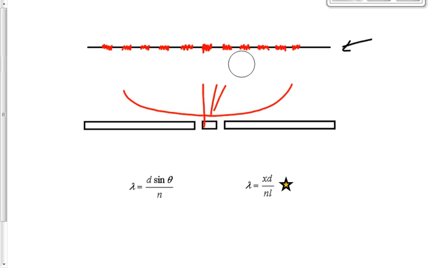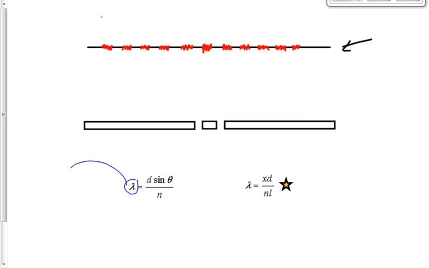Now, we analyzed this interference pattern that we see on the screen using two equations that we learned yesterday. Lambda is equal to d sine theta over n, and lambda is equal to xd over n times L. There was one variable in each of these equations that we were pretty familiar with already, and that was lambda. Lambda was the wavelength of the light. There's nothing tricky about that. The wavelength of the light that goes through these two openings and produces this interference pattern.